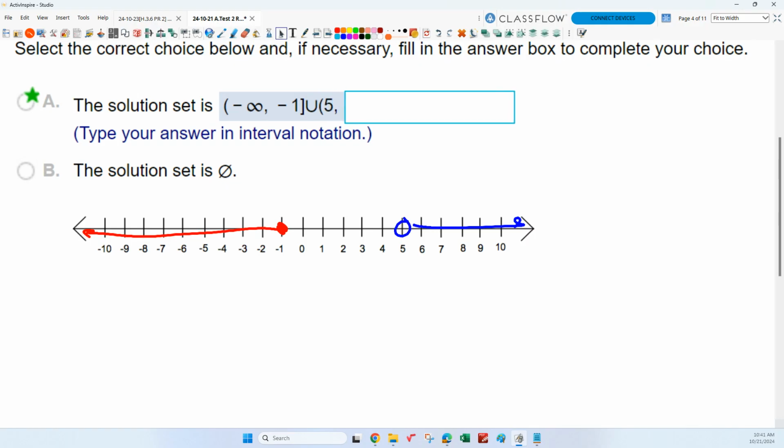So we have left endpoint of the blue part is at 5 with parenthesis because it's open, and then there we go. And it goes forever to the right. Okay, give me thumbs. Oh, this is good. All right.